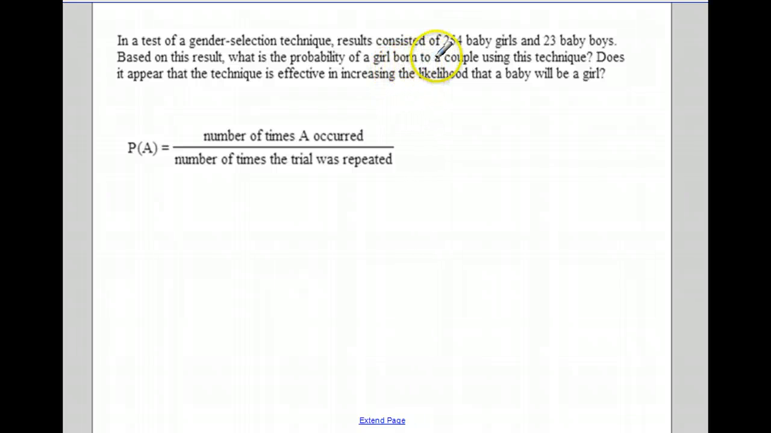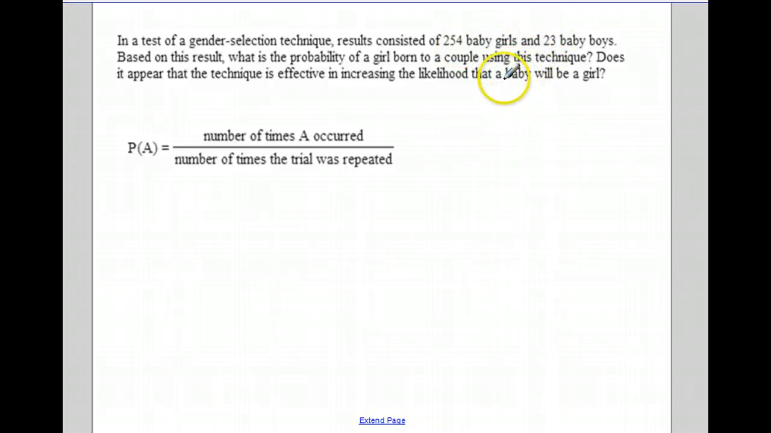The empirical approach says if you have an experiment that you repeated over and over, take the number of times an event occurred, divide by the total number of trials, and you've got something that approximates that probability. So in this case, we've got a gender selection technique that some company is offering, and it's produced 254 baby girls and 23 boys.